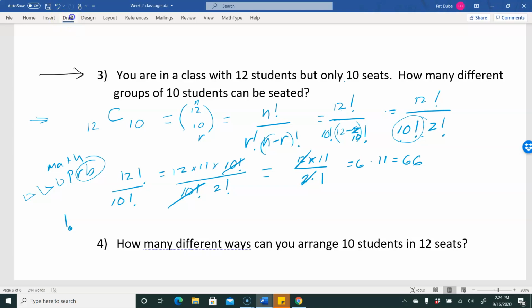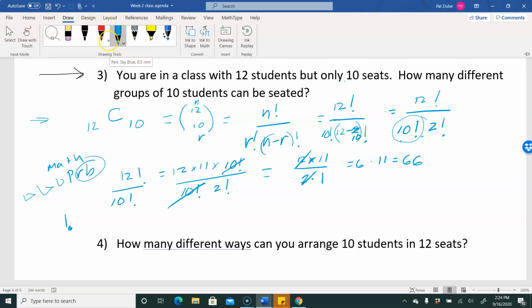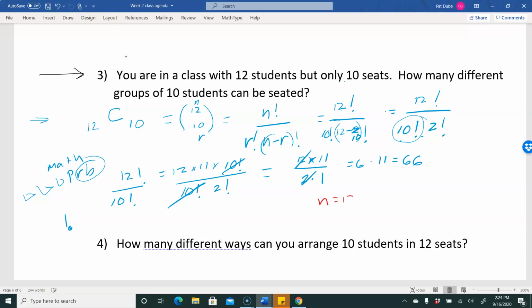So to do this problem, if I only had 2 seats, my n would still be 12 students, and my seats, r, would be 2. But I would get exactly the same answer, because choosing 10 is the same as leaving out 2. Now, I wouldn't get the same answer for permutations, but I would get the same answer for combinations.